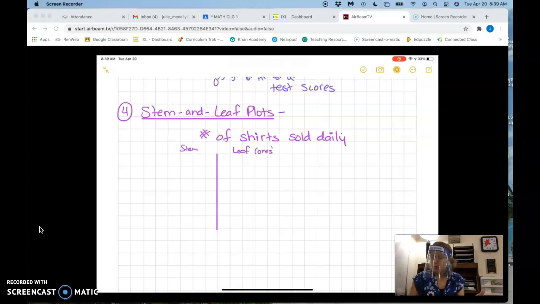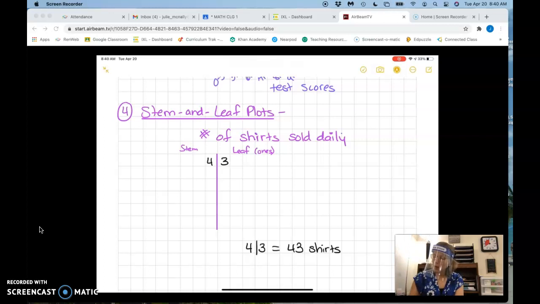Okay? Sometimes the stem side will include hundreds and even thousands and whatever you want. So that's why I say tens usually, but sometimes more. But the leaf is always going to be your ones. And at the bottom of a stem and leaf, they're going to give you a little key. They're going to say, if it's written like this, and they're going to tell you how much that equals. So if you see 4 on one side and 3 on the other, that means 43 shirts.